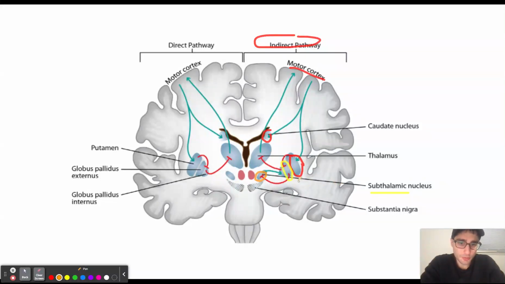So now that globus pallidus externus is inhibited by the putamen, it is not able to inhibit the subthalamic nucleus. And as a result, the subthalamic nucleus is going to be able to carry out its normal function of stimulating the globus pallidus internus. So this is going to be the globus pallidus internus. And as you might recall, the function of globus pallidus internus is going to be to inhibit the thalamus by sending out GABA. So now that it sends out GABA, the thalamus is going to be inhibited, and it is not going to be able to stimulate the motor cortex to increase movement.